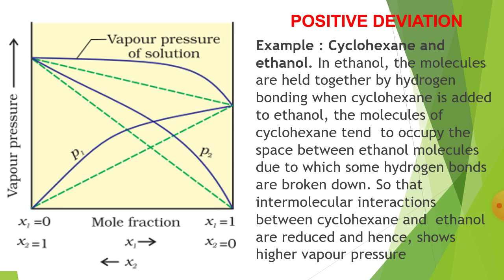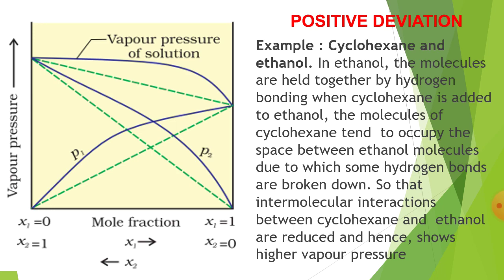Let us explain one example to define the positive deviation. Cyclohexane and ethanol. In case of ethanol, molecules are held together by hydrogen bonding. When cyclohexane is added to the ethanol, the molecules of cyclohexane tend to occupy the space between the ethanol molecules, due to which some hydrogen bonds are broken, so that the intermolecular interaction between cyclohexane and ethanol is reduced, and hence shows a higher vapor pressure, and hence is an example of positive deviation.